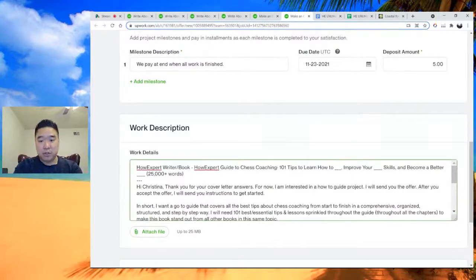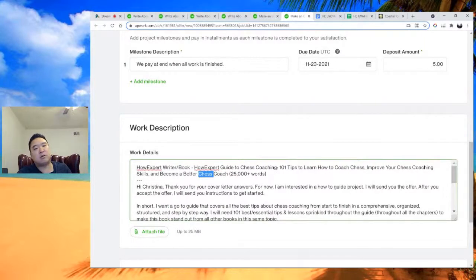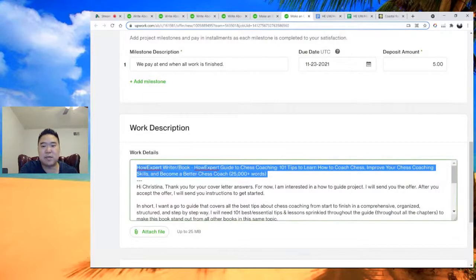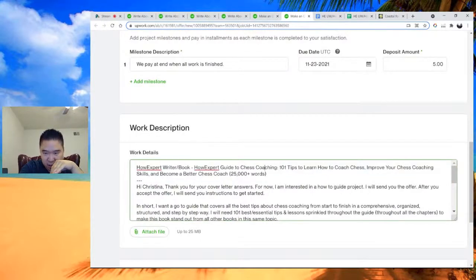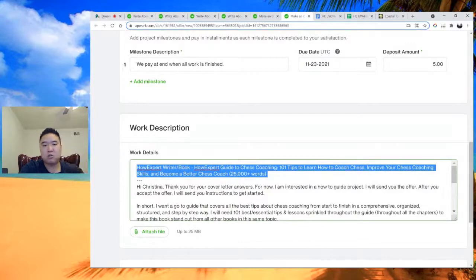101 tips to learn how to coach chess, improve your chess coaching skills, and become a better chess coach. Okay, this is just a general structure to my titles and subtitles. It's not always going to be used, but I like to use it, even though it sounds redundant. As of right now, I'm just using it, okay, because it has great SEO, and I could work on all the variations. Chess coaching, okay, coach, chess coaching, chess coach. So it covers everything: coaching, coach, all the details.